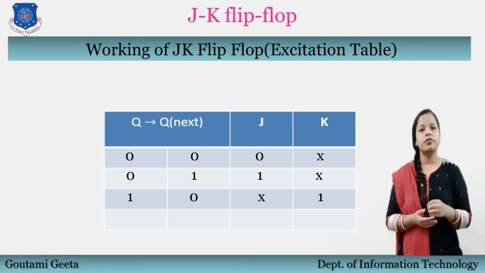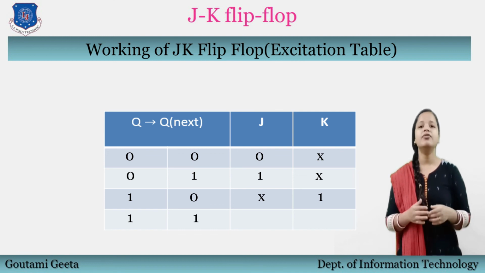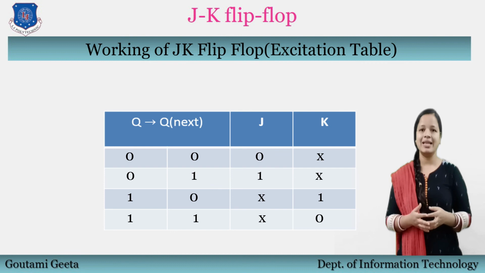For the next situation when the current state is 1 and the next state is 1, then for K we have to give 0 and for any value of J we get Qn as 1. So we are writing here J is equal to x and K is equal to 0.